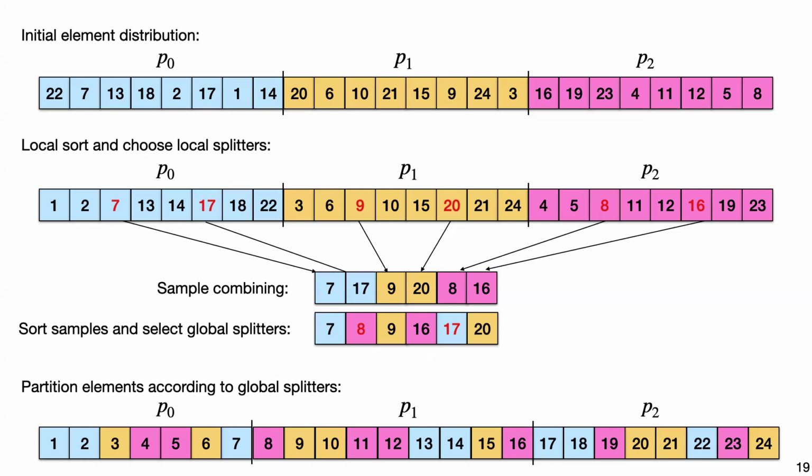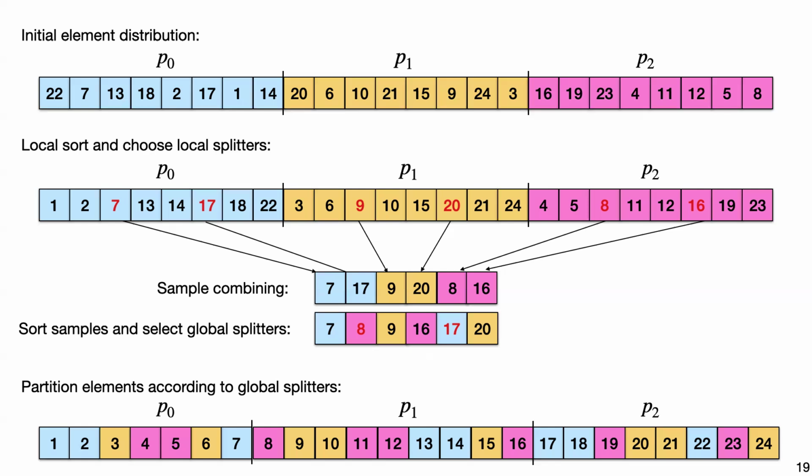So here we chose 8 and 17. And then somehow every process needs to get these numbers 8 and 17. So that's just through all gather. And finally, use those to partition all the elements.